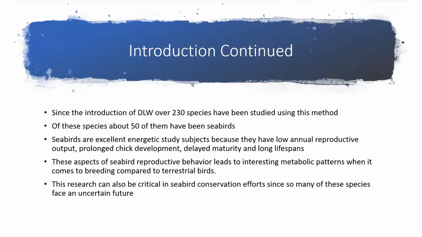of animals, and of those, 50 of them have been seabirds. Seabirds make excellent test subjects because they have many unique traits when it comes to their metabolism. They don't produce many young, and they don't produce many young in a given year. They're also delayed in maturity, so it takes them longer to reach adulthood, and their lifespans can be quite long. In fact, these unique traits are even unique and specific to seabirds when comparing them to other terrestrial birds.